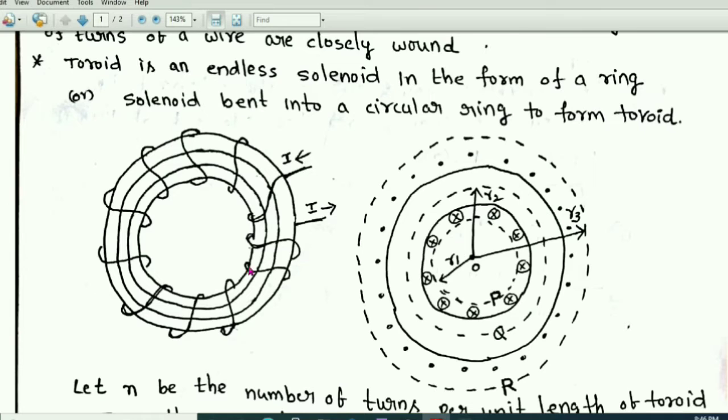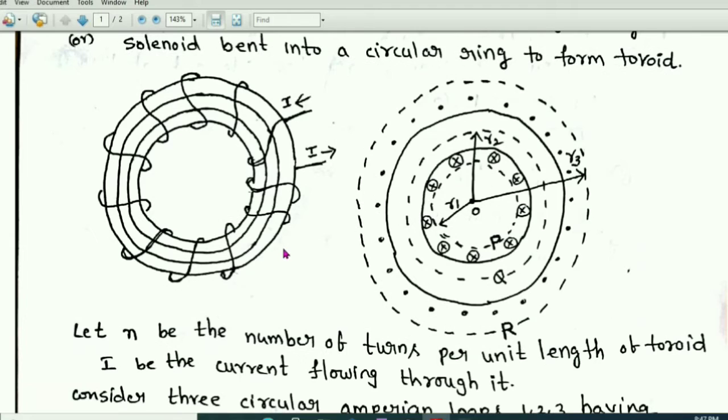Now let us find the magnetic field produced by the toroid. By using Ampere circuital law, let us find the magnetic field produced by the toroid. For using Ampere circuital law, we need to consider Amperian loops. Now let us consider 3 Amperian loops as shown in the figure. The Amperian loops are shown with the dotted lines.